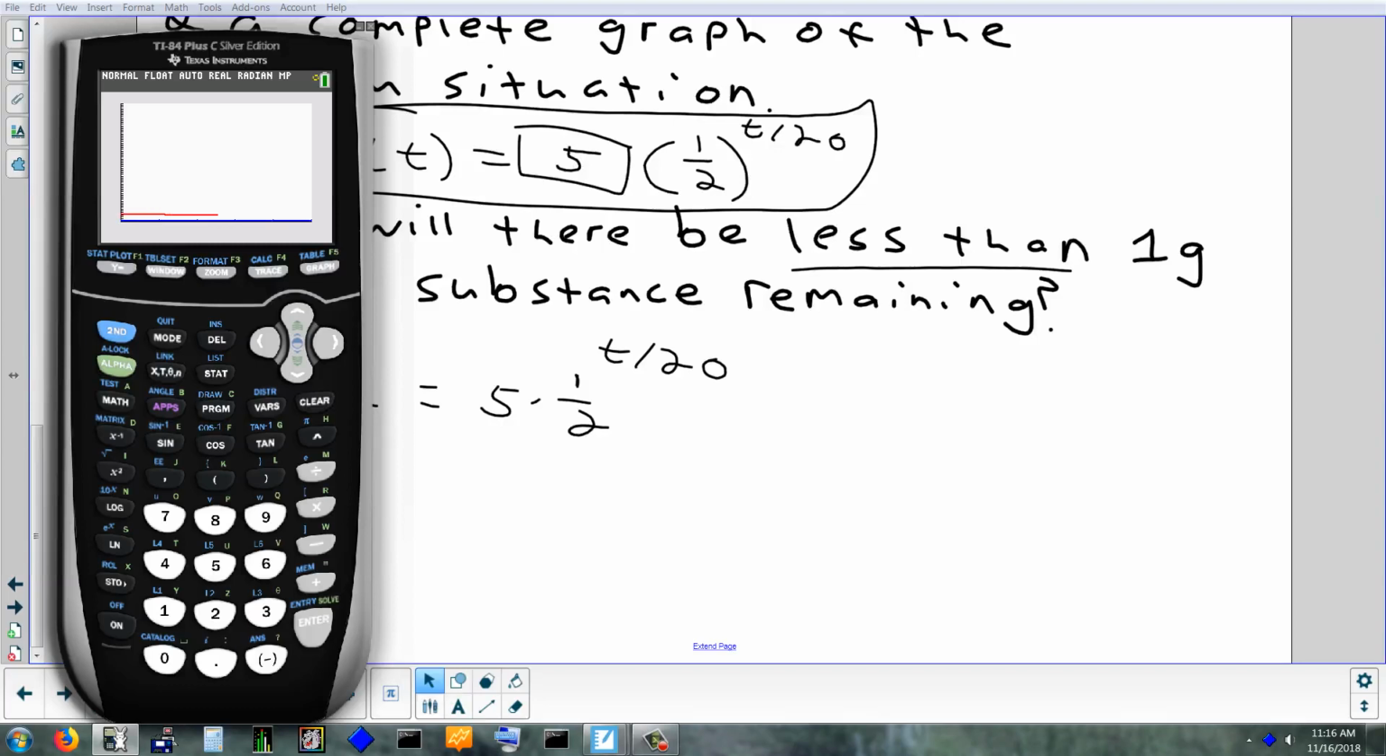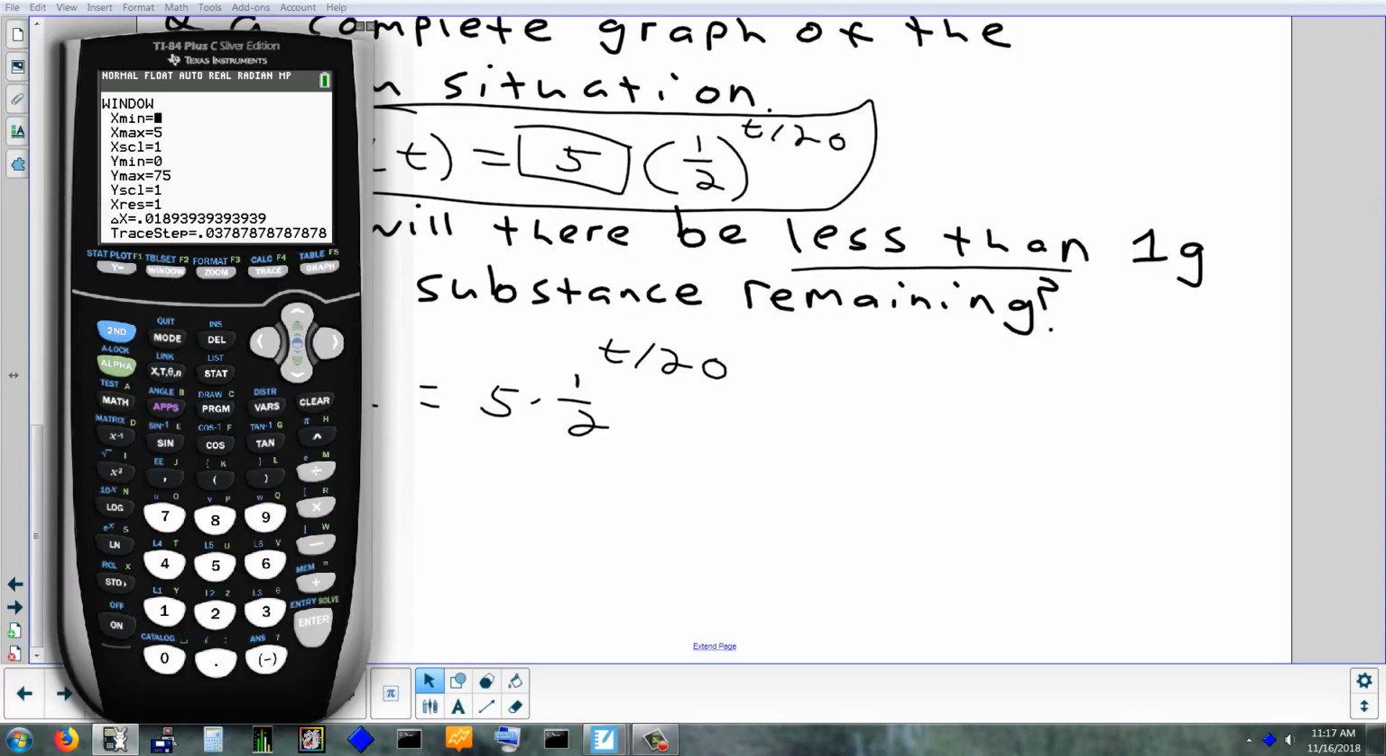All right, so I'm going to fix my window because, first of all, they're not crossing. I'm going to double check that I typed everything in right, and then I'll check my window. All right, so I've got 1, that's good. I got 5 times 0.5 to the x over 20, that looks fine.